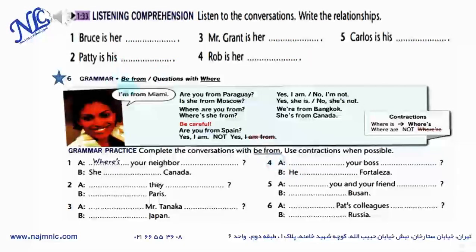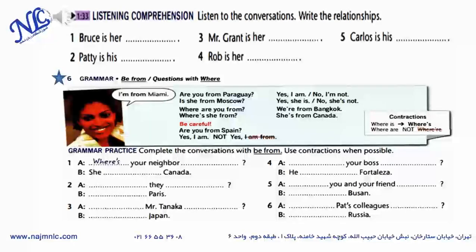Next part, grammar. Be from, questions with where. Look, I ask you, where are you from? Are you from Tehran? Are you from Rasht? Are you from Kermanshah? Are you from Bandar Abbas? Are you from Iran? Are you from Iraq? Okay, we can use names of cities or countries. Are you from Canada? And the answers, yes I am.